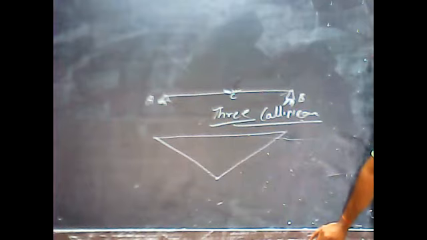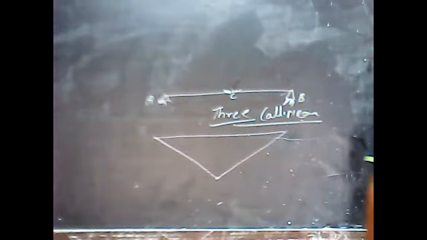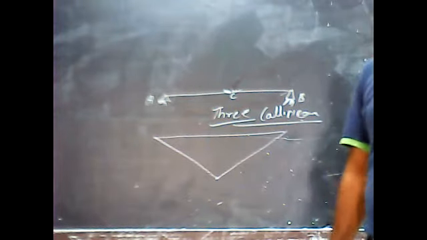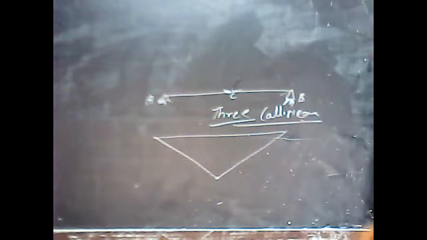Sorry, I am repeating again. That is, three collinear should not be there, meaning three hinges should not be lying in a single line. Otherwise a mechanism will be created, and if a mechanism is created, it creates internal instability in the structure. So that is the condition of internal instability.